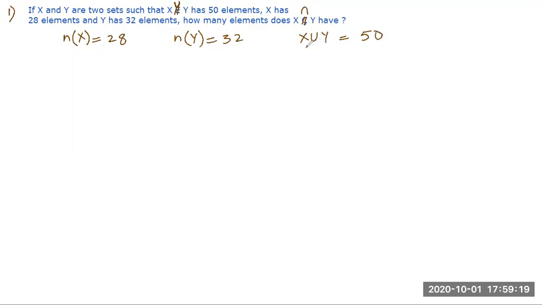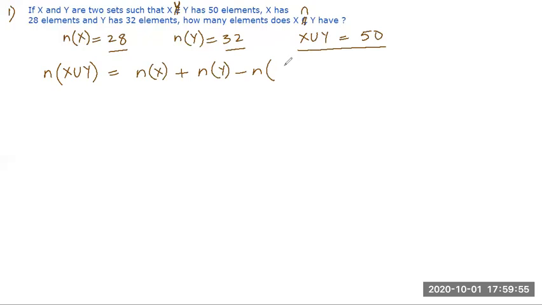So I hope students you remember, X union Y is simply not the addition of these two. It is the addition of these two if X and Y are disjoint sets. But there may be some elements common to both X and Y, so we have to apply that formula. Yes, Amitoj, can you tell what is the formula? Yes, sir. Number of elements of X union Y is equal to number of elements of X plus number of elements of Y minus number of elements of X intersection Y. Beautiful.